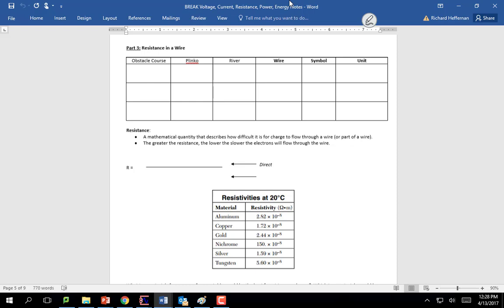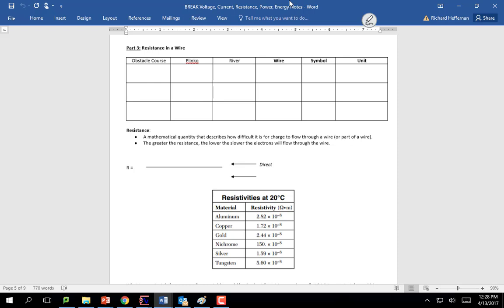The first part of the spring break assignment dealt with electric potential, or electric potential difference, a measure of how much energy per charge an electron got as it flowed through a circuit. The second part dealt with electrical current, or how quickly electrons were flowing through a circuit.